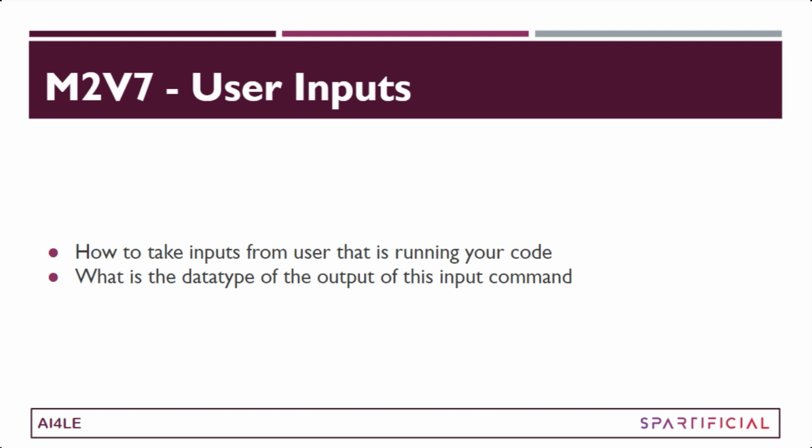Here you are going to understand how you can take user inputs in your code. So let's say you are writing a code and there is some kind of a problem where you need to take some kind of inputs from anyone who is running your code and save that data in some kind of variable. So for that, what is the command in Python through which you can achieve this? And by default, what is the data type of the output by using this input command? We are going to learn about these things in this video. So let's get started.